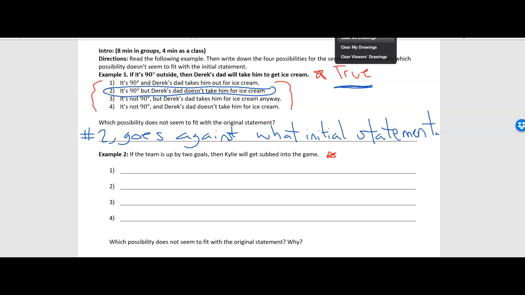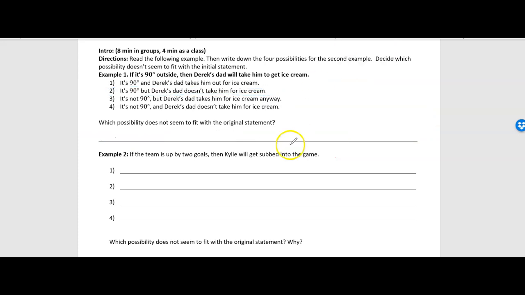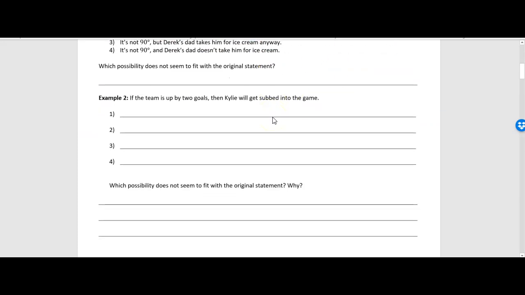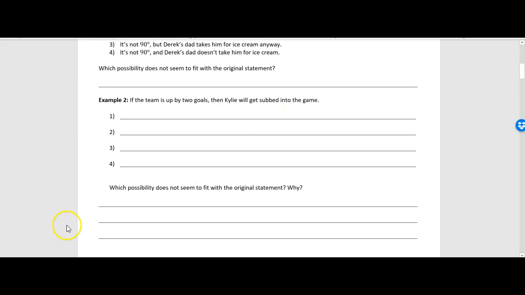Okay, let's look at number 2. One different example, but we're going to do the same type of idea. I'm going to put these up onto the screen rather than write them out to save time. All right, so I bolded our original statement again, just like for example 1, and then I wrote out the 4 similar statements. So if the team is up by 2 goals, then Kylie will get subbed into the game.